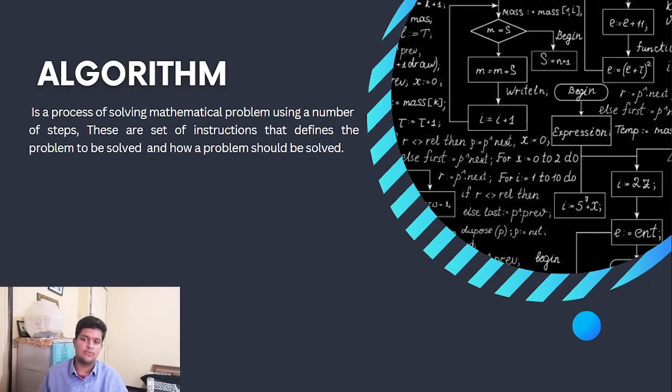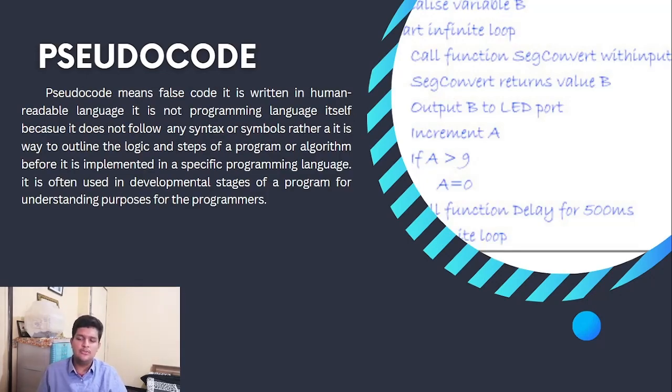So let's proceed to pseudocode. Pseudocode means false code. It is written in human readable language. It is not a programming language itself because it does not follow any syntax or symbols. Rather, it is a way to outline the logic and steps of a program or algorithm before it can be implemented in a specific programming language. It is often used in developmental stages of a program for understanding purposes for the programmers.